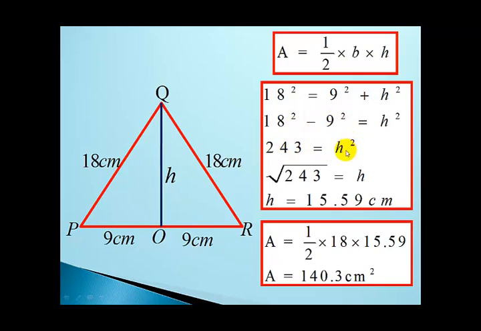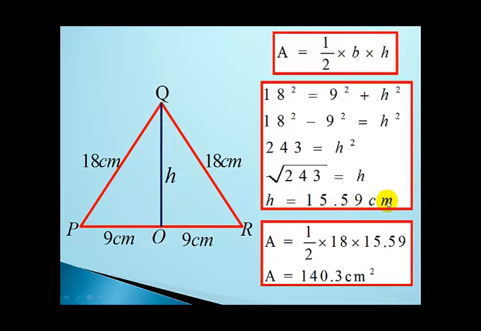How do you find h? We take the square root of both sides. When we take the square root of h square, we have h, and when we take the square root of 243, we have 15.59 centimeters. That means the height of the equilateral triangle, that is the base of the pyramid. Take note that this height is not equal to the height of the pyramid. This height is the height of the equilateral triangle, that is the base. So the height is 15.59 centimeters.